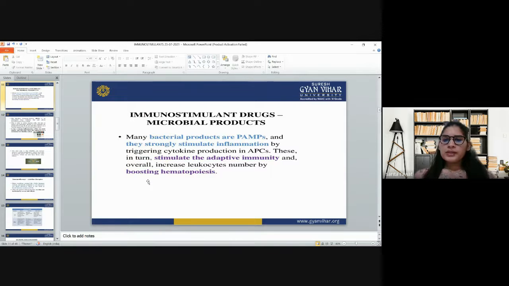So, for immunostimulant drugs and microbial products, there are many bacterial products, PAMPs, and they strongly stimulate inflammation by triggering cytokine production in the APCs, and these in turn stimulate adaptive immunity and overall increase the leukocyte number by boosting the hematopoiesis system.